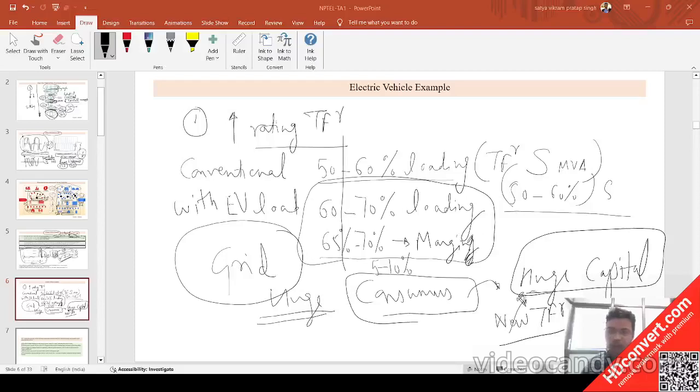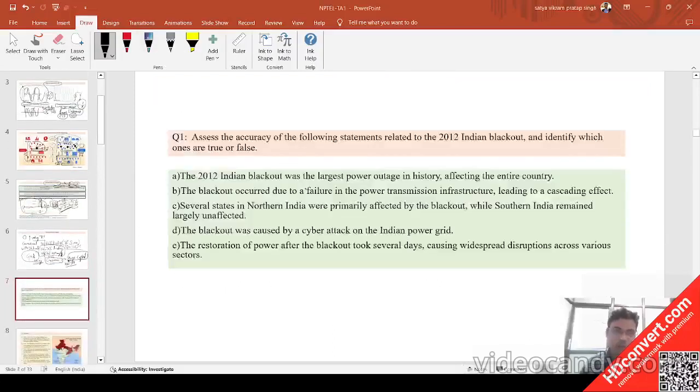I want to jump ahead because this is a basic understanding. I have given the EV example, which is very useful for understanding the smart grid concept. So I am moving to the first question. This is related to the 2012 Indian blackout. Five statements are given. You have to identify which statements are true and which are false. Solve it and give me the answer, and you can write in the chat box or open your mic and tell me.